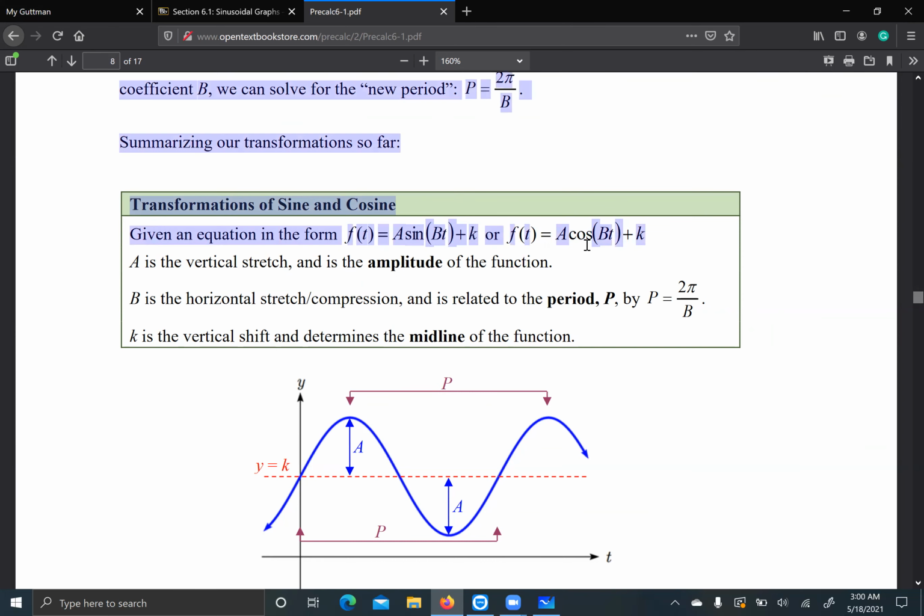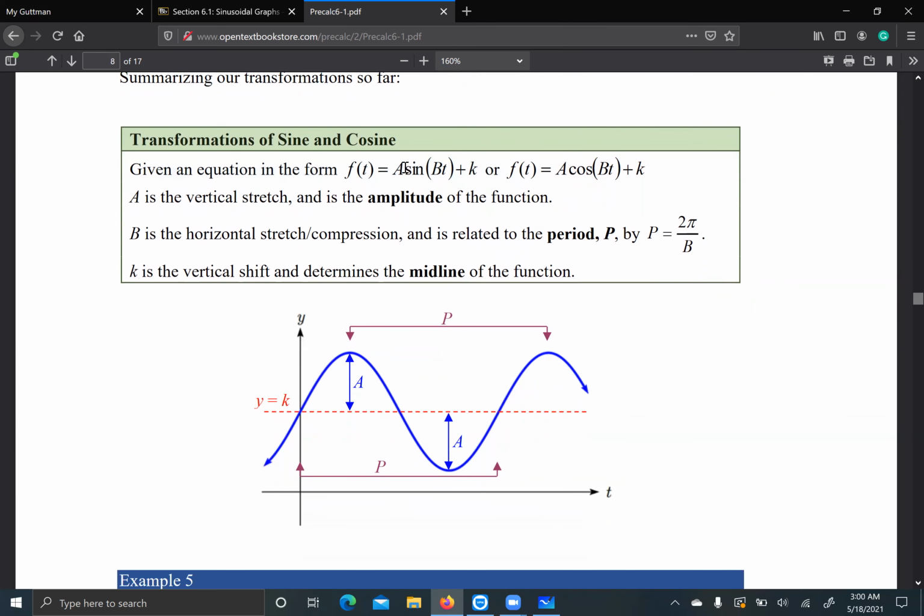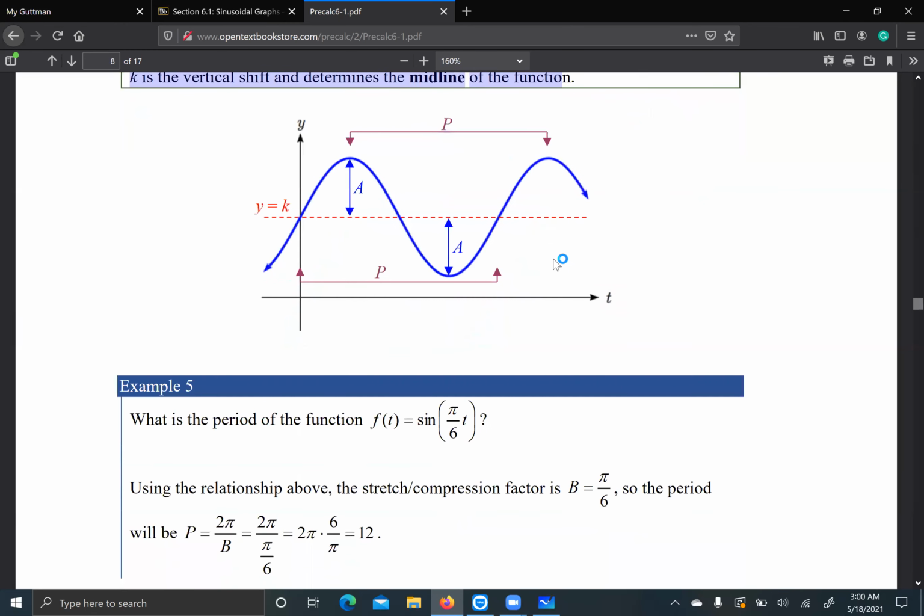And the same thing goes for cosine. So what is A? A is the vertical stretch and is the amplitude of the function. What is B? B is the horizontal stretch and is related to the period. We can determine period by 2 pi divided by B. And what is K? K is the vertical shift that determines the midline. You can see that in this graph as well.